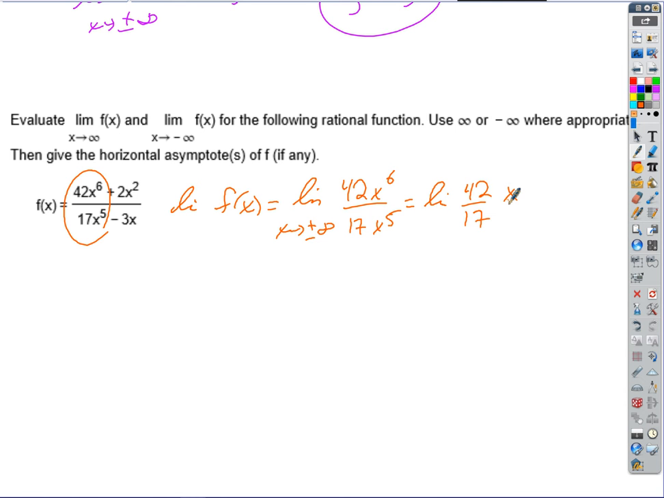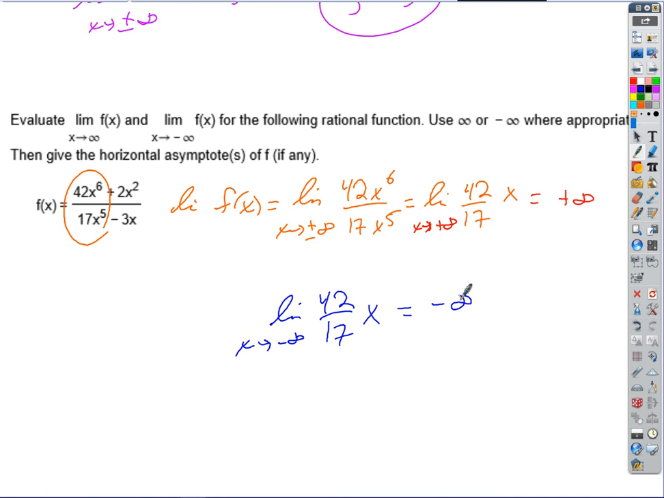What's the limit, let's do this first of all, as x approaches positive infinity? Infinity, for sure, right? Because that's going to infinity. I get a positive coefficient times a positive infinity. It's positive infinity, right? The limit of 42 over 17x as x approaches negative infinity is going to give me a positive coefficient times negative infinity, which is negative infinity, right? Which fits with a slant asymptote, doesn't it? It's going to go like that, right?